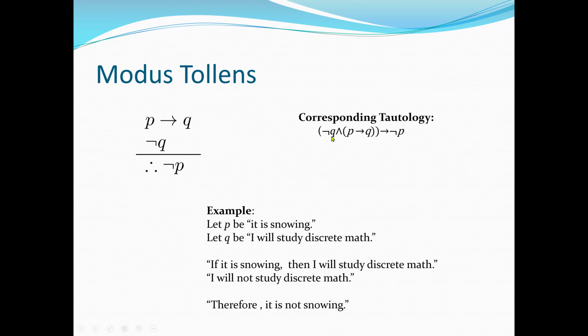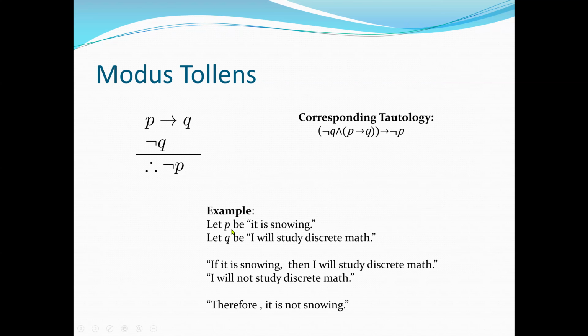But it's not Q. So if it's not Q, then it's not P. So this condition is always true. That's why a tautology is a statement that is always true. So this is the example they gave to us here.